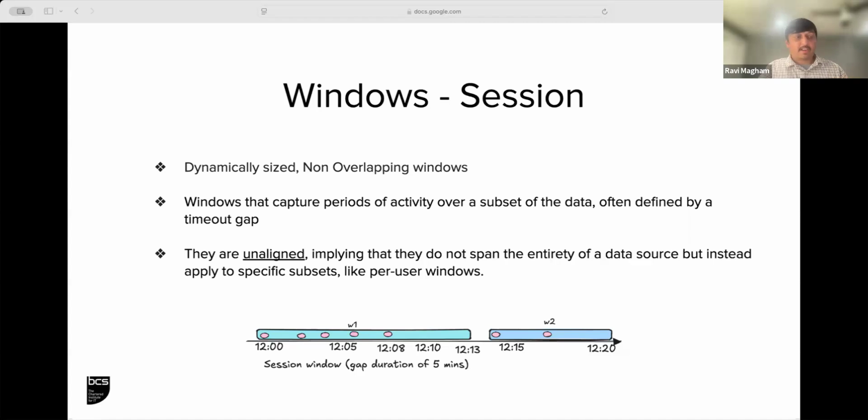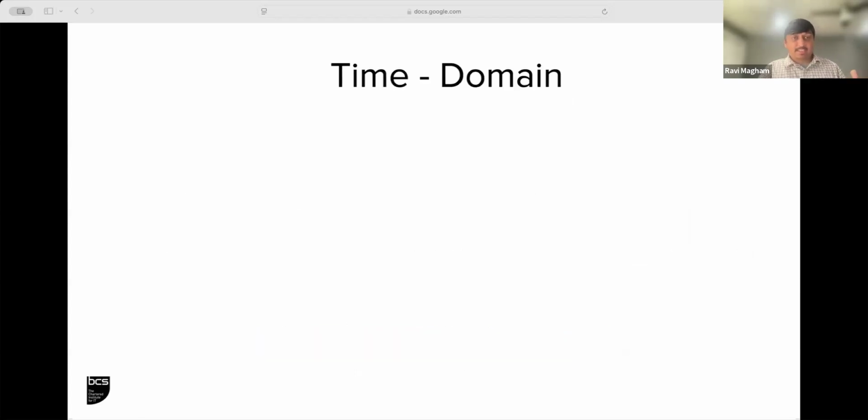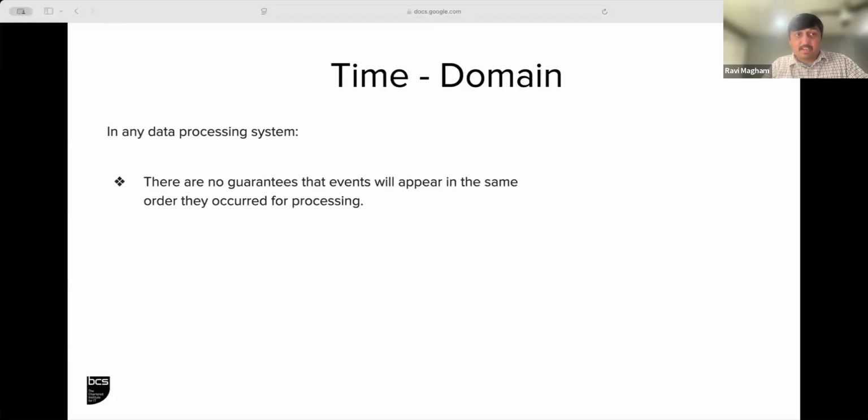So what we saw right now is, though you have a stream, you're able to break it logically into buckets. The next key thing that was defined in the paper is the time domain. Time is one of the key primitives that needs to be well defined, and in stream processing that becomes a key factor.